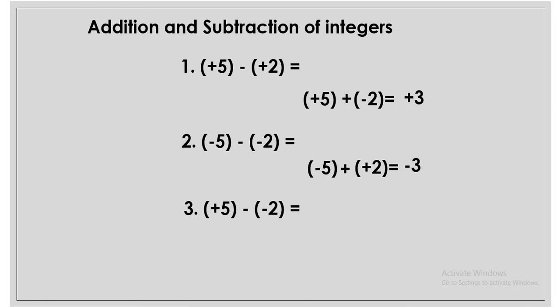Next, positive 5 minus negative 2, positive 5, then from subtraction to addition, then from negative 2 to positive 2. Ito, madali ito, since our sign is both positive. So, positive plus positive, ibig sabihin, baon plus baon. So, magkano na lahat ng baon mo? Kung meron kang 5 pesos and 2 pesos, yes, 7 pesos.